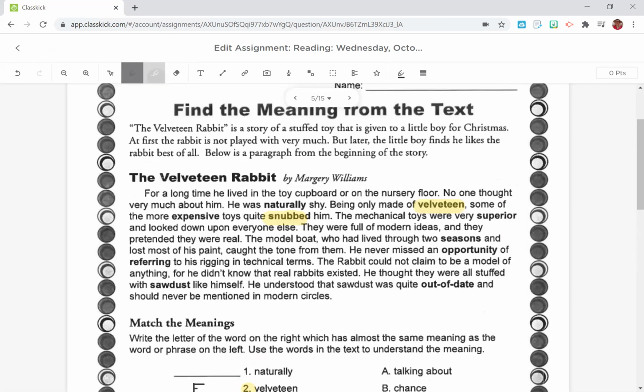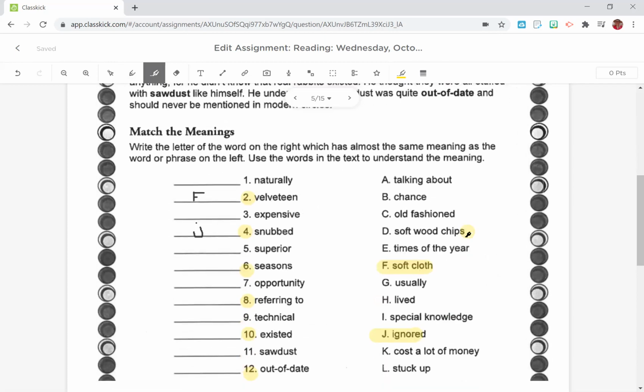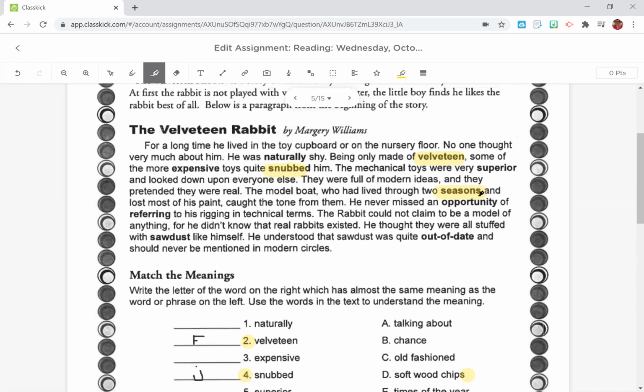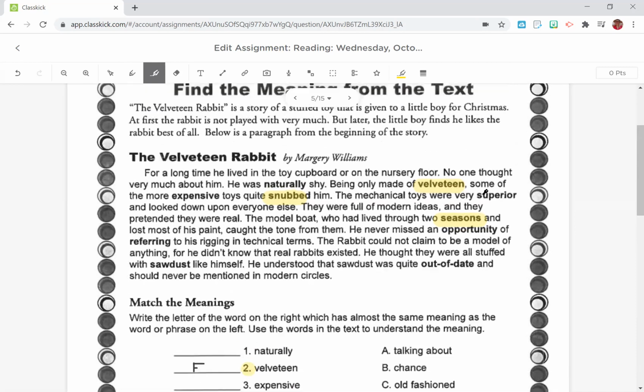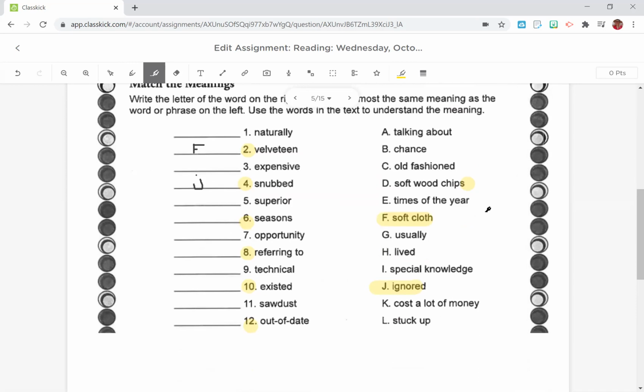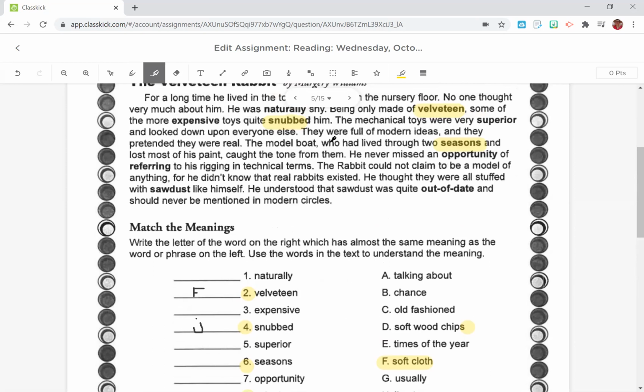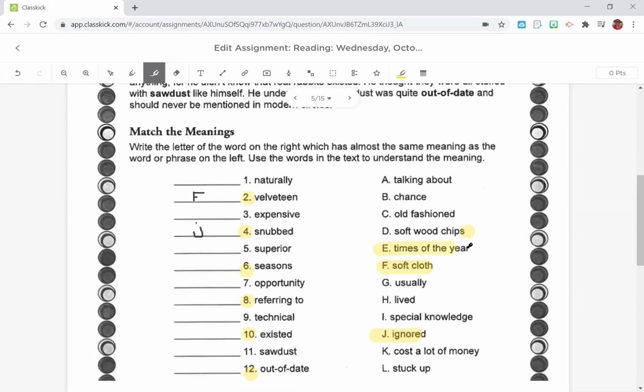6 is seasons. Who lived in 2 seasons. Now you probably already know what seasons means, when it changes from winter to fall, or maybe clothes can go through different seasons. You have your summer clothes and then you have your winter clothes. Toys can also go through seasons, and that means that after they have been used for a long time, then they are out of season. So that means it would be, the model boat who had lived through 2 seasons, so times of the year, is E.